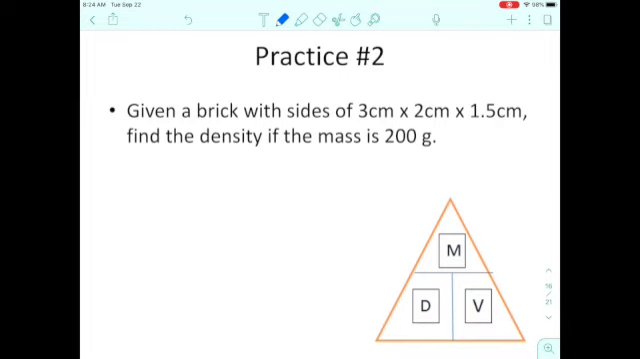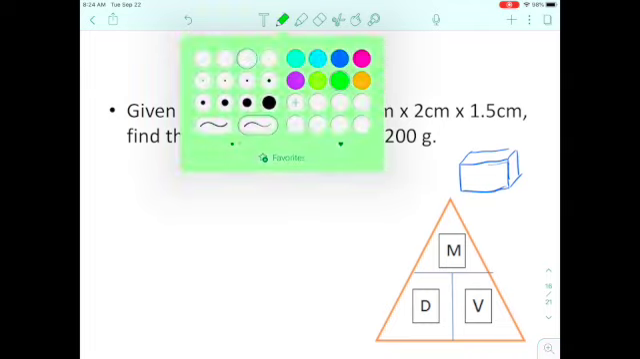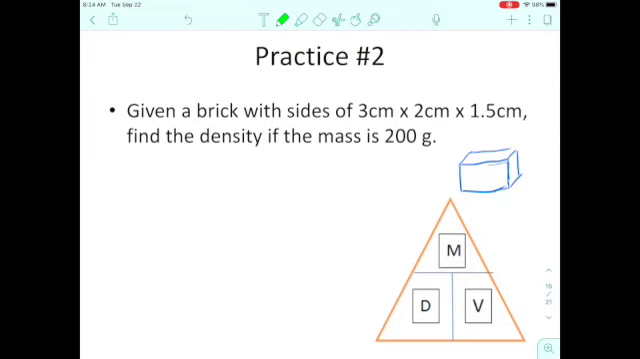Practice number 2, given a brick. So I'm going to go and draw my brick. If you're a visual person, like I kind of am, then go ahead and draw this out. Okay? So given a brick with the sides of 3 centimeters by 2 centimeters by 1.5 centimeters. Find its density if the mass is 200 grams.